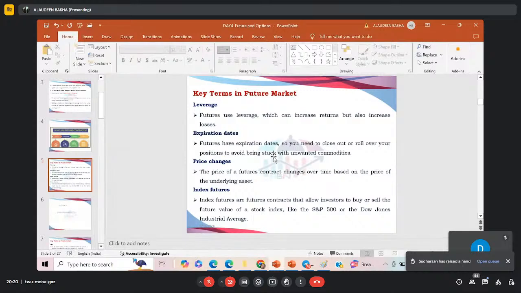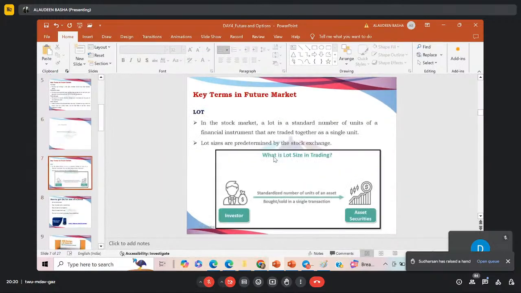But at the same time, you can learn something from the futures market, just by going through it. What happens when going into the futures market? And the next one is lot.